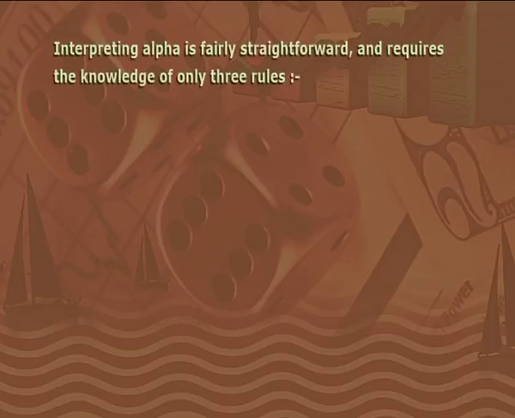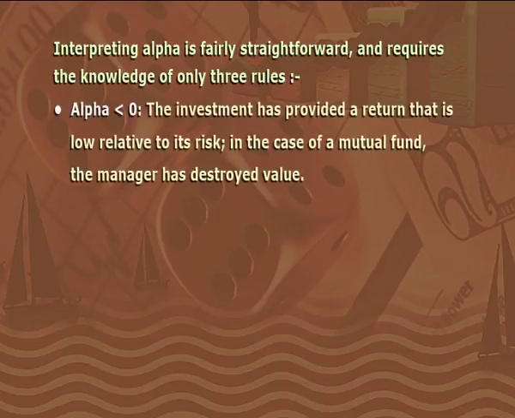Alpha is a measure of an investment's return relative to its risk. The calculation compares the investment's return to that of a risk-free security such as treasury bills and relative to a benchmark such as the S&P 500 index. Interpreting alpha is fairly straightforward and requires the knowledge of only 3 rules. Number 1, if alpha is less than 0, then the investment has provided a return that is low relative to its risk.